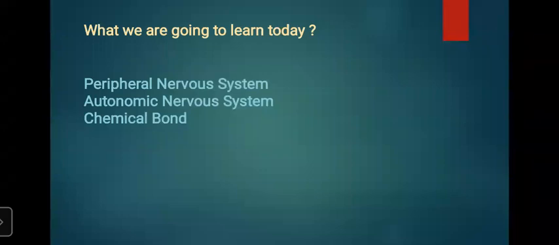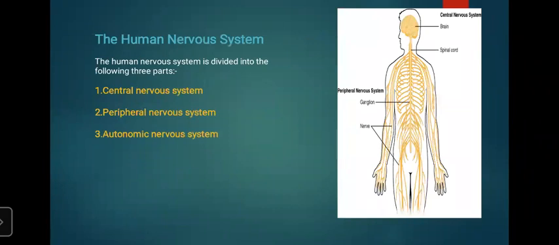Consists of the nerves originating from the central nervous system. It consists of the nerves originating from the central nervous system. And these nerves connect the central nervous system with all parts of the body. They are of two types. So you can see this.